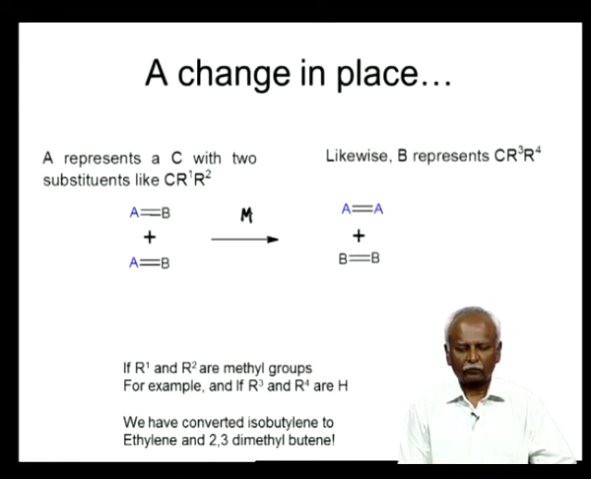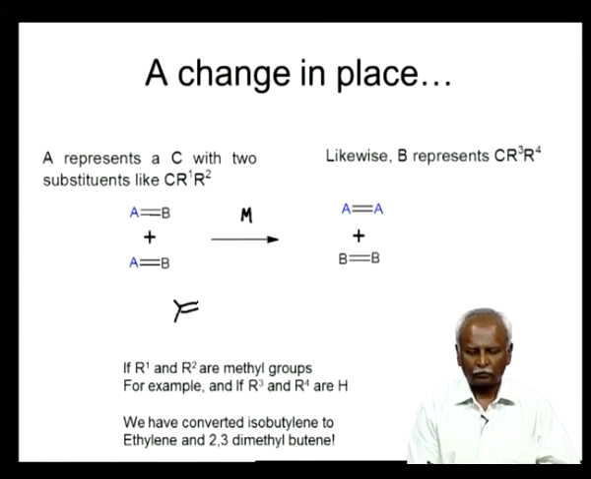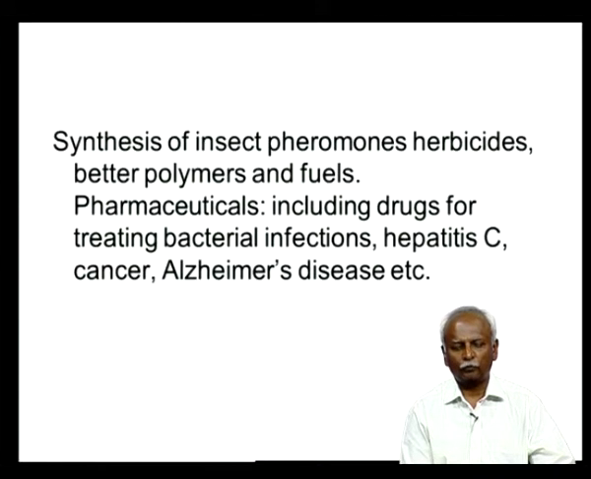Now, we have the possibility of converting, for example, isobutylene, which is very simply written this molecule, to a variety of olefins including ethylene and 2,3-dimethylbutene. So, you can get various molecules starting with a simple set of olefins.